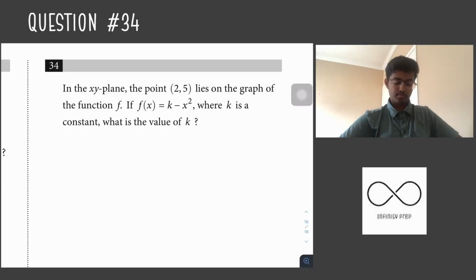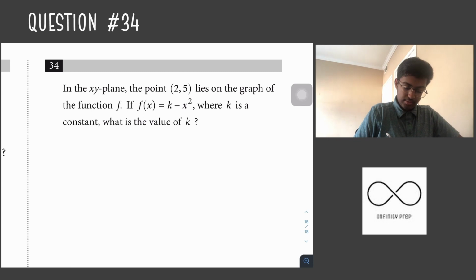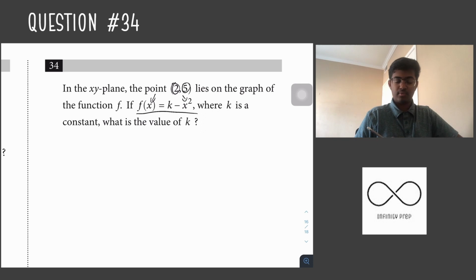Question number 34. In the xy plane, the point 2,5 lies on the graph of the function f. If f of x equals k minus x squared, where k is a constant, what is the value of k? In this equation right here, we have the values for f of x, which is y, and x. These are simply the x coordinate and y coordinate that we're given.